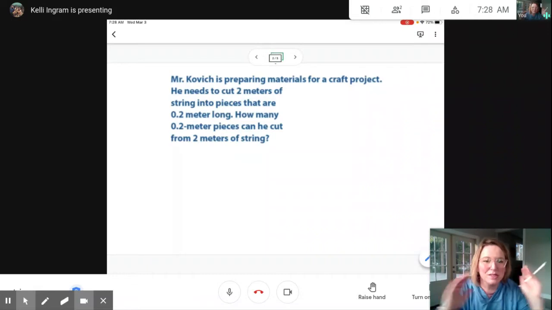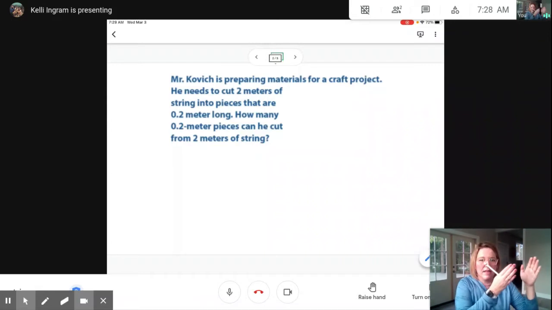So here's the deal. Turns out he's got this big old piece of string, and he's going to cut it into pieces that are 2/10 of a meter long. So he's starting with this big piece. He's cutting into 2/10 of a meter pieces. I want you to stop and think for a second. Is he going to end up with more than 2 pieces or less than 2 pieces? So he started with 2. He's cutting it into these 2/10 of a meter pieces. It might even help to think about how many of those pieces I could get into 1 meter and then into 2 meters.